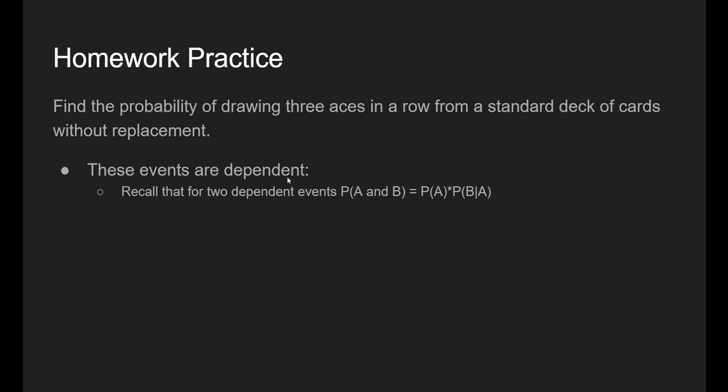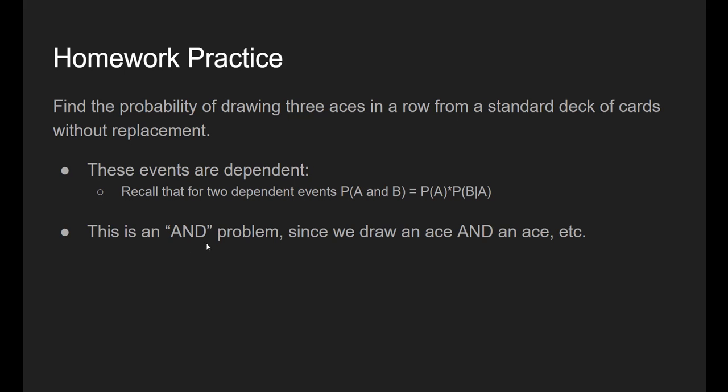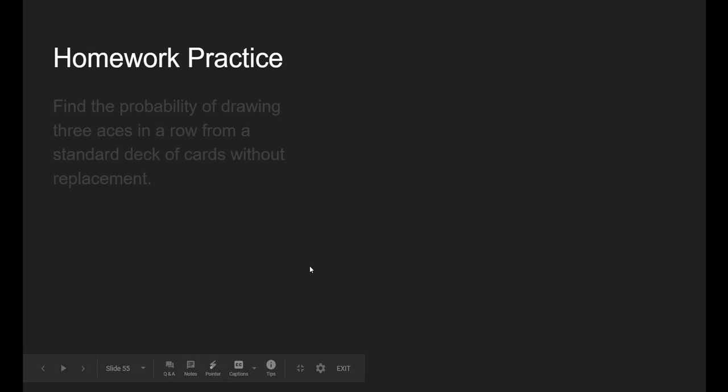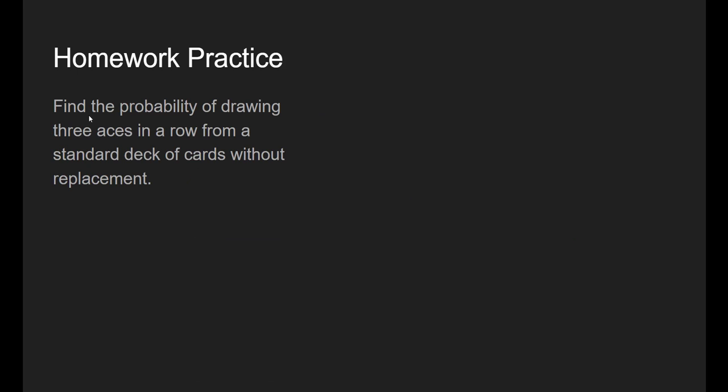So when we have dependent events, each time we multiply a new probability, we have to consider what happens in the previous event. So this is an and problem. We are going to multiply, but this is done slightly different than just some of the previous problems because we have to take into account what happened on the previous two draws. So to get into this probability, I'm going to write this out. Same problem, finding the probability of drawing 3 aces in a row from a standard deck of cards without replacement.